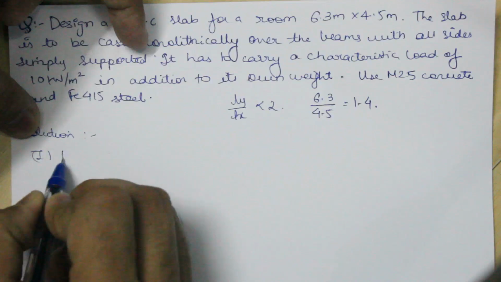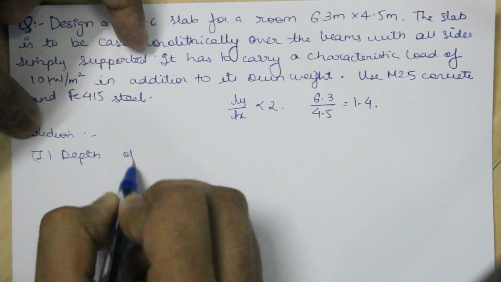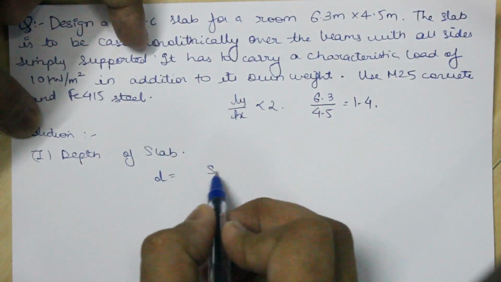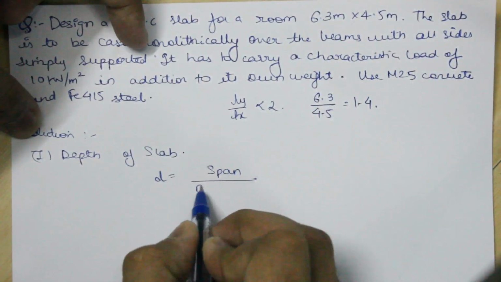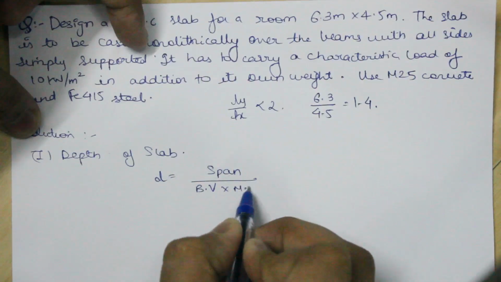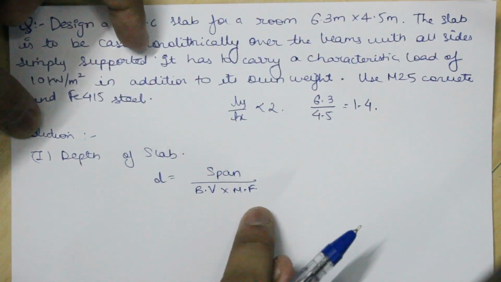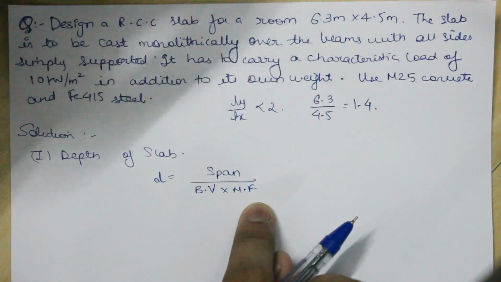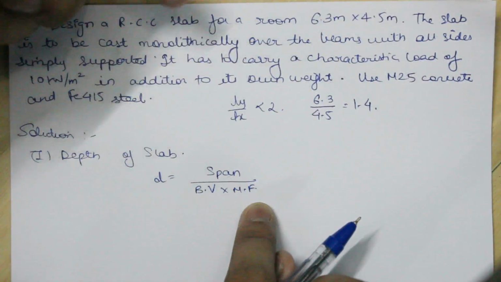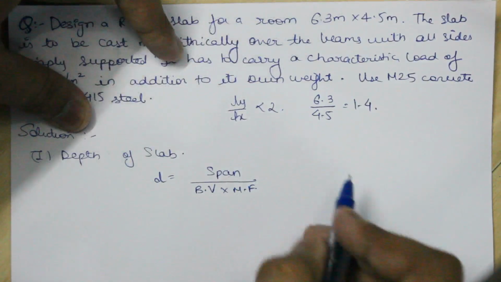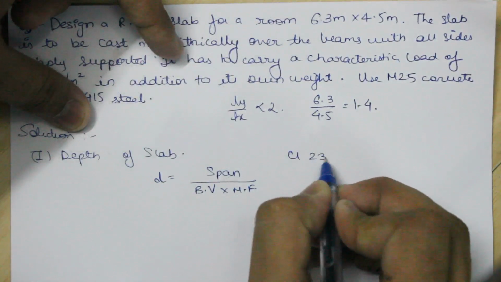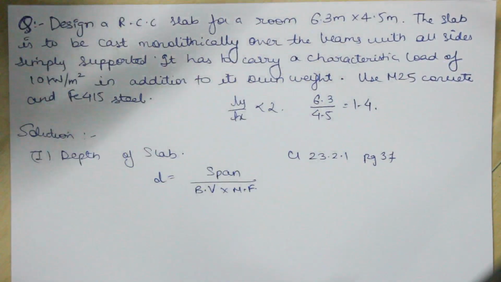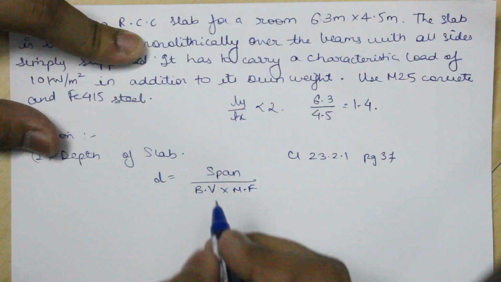First step is depth of slab using span by depth ratio. So D is equal to span upon basic value multiplied by modification factor. The modification factor is taken anywhere between 1.2 to 1.5, and the basic value for different types of slab or beam is given in clause number 23.2.1, page number 37. So the basic value for simply supported slab is 20.